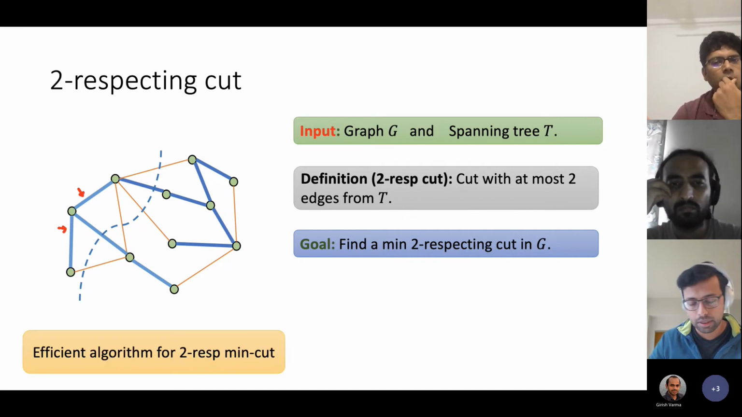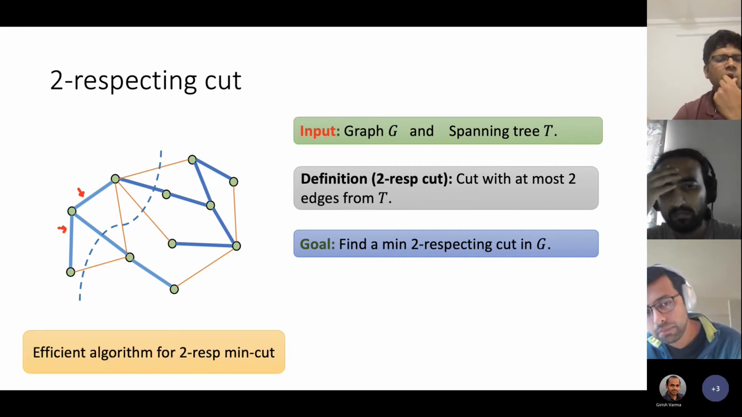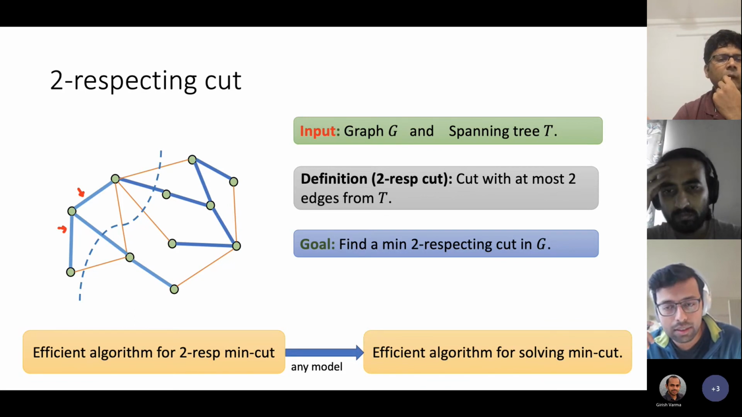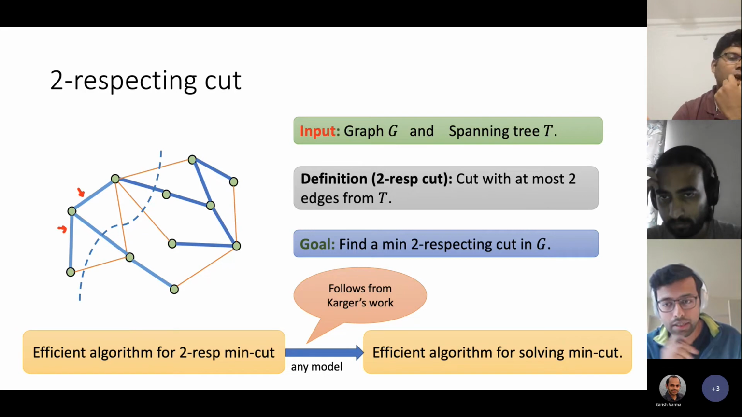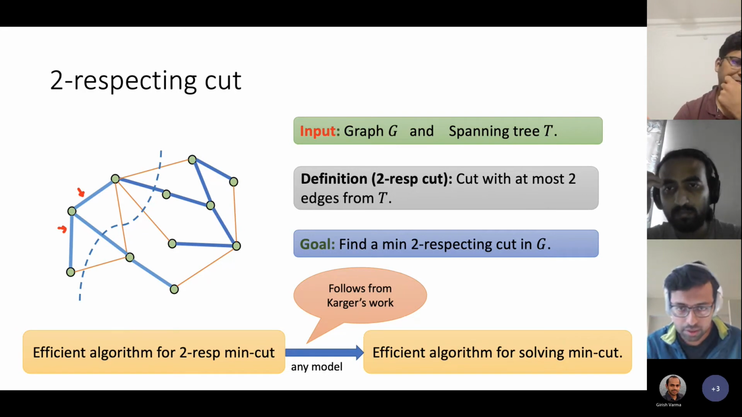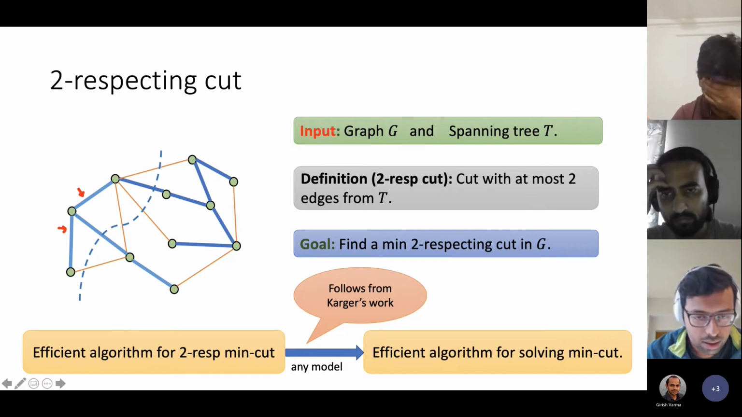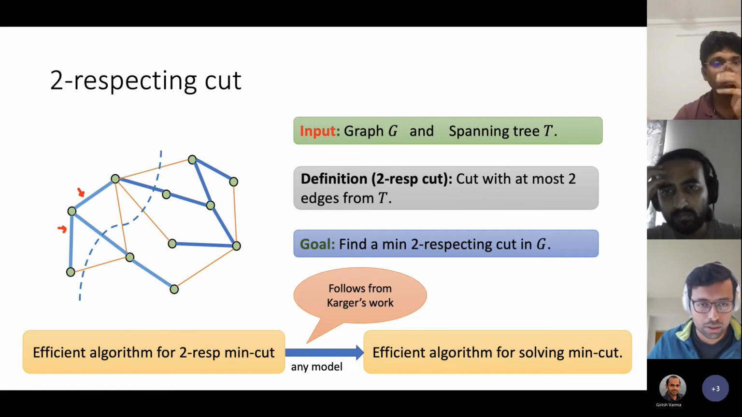Okay. Why is this interesting for our problem? Because of a reduction showing that if you can find an efficient algorithm for solving the two-respecting min-cut problem in any of the models that we have talked about, then you can find an efficient algorithm for solving min-cut. I will not talk much about it, but this goes via something called graph sparsification.